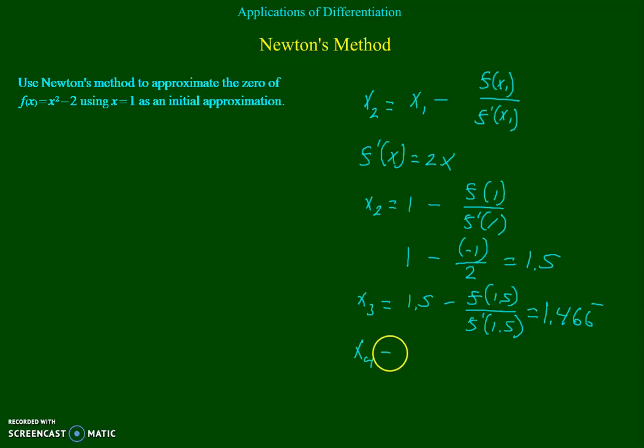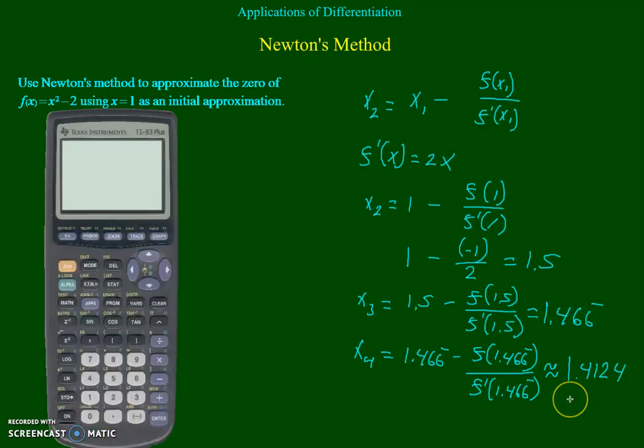And we do this one more time. x sub 4 is 1.466 minus f of 1.466 over f prime of 1.466, which gives us a final approximation of 1.4124.